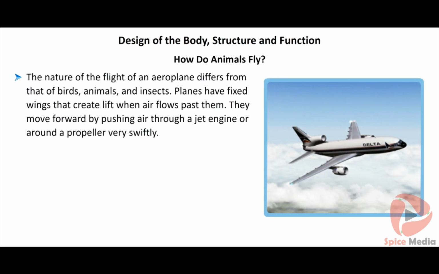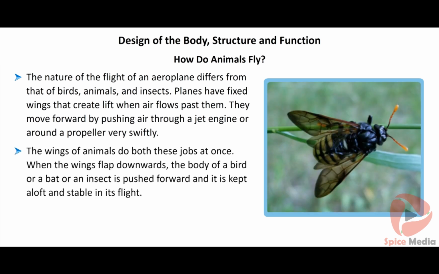The nature of the flight of an aeroplane differs from that of birds, animals, and insects. Planes have fixed wings that create lift when air flows past them. They move forward by pushing air through a jet engine or around a propeller very swiftly. The wings of animals do both these jobs at once. When the wings flap downwards, the body of a bird or a bat or an insect is pushed forward and it is kept aloft and stable in its flight.